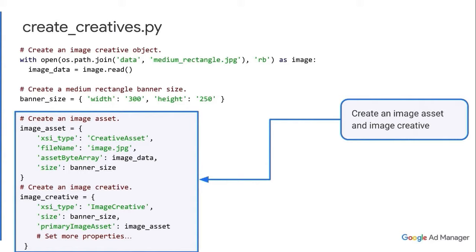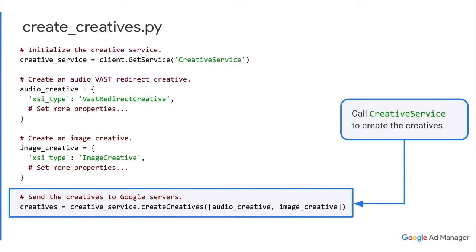In this code snippet, you can see how I set the XSI type for the creative asset and the image creative accordingly. Once you set up the audio and banner creative objects, you can combine them in a single call to the creative service for saving these creatives on the servers. When successful, the server will return the IDs of the audio creative and the image creative together. These IDs will be useful for later steps.